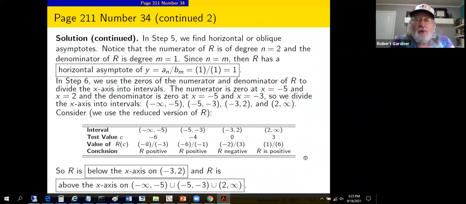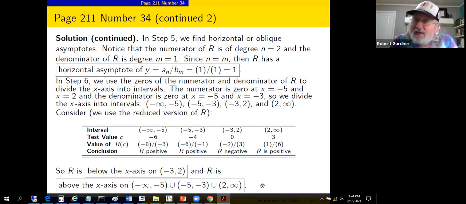Let me speed things up a little bit because this is repetitious, but feel free to pause the video, convince yourself that these statements are correct. We'll choose a test value from each interval. We'll plug it into the function. That will tell us positiveness or negativeness, that is above the x-axis or below the x-axis for the graph of the given function. So we've got negative on this interval, so below the x-axis on this interval, positive on the other intervals, so r is above the x-axis on the union of the other 3 intervals.